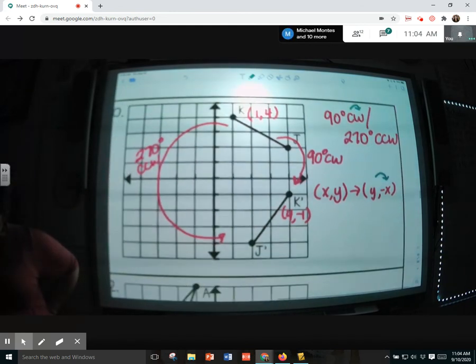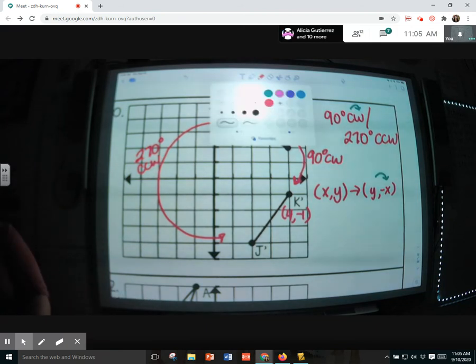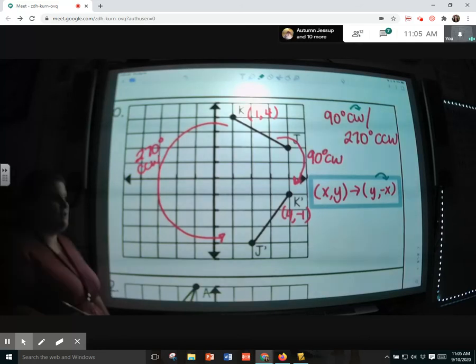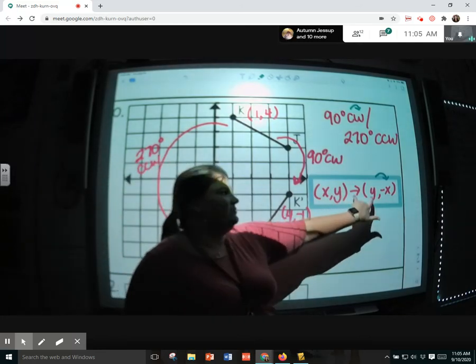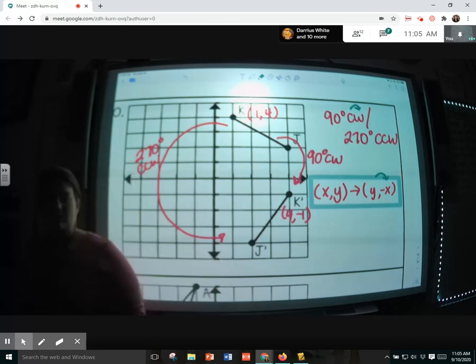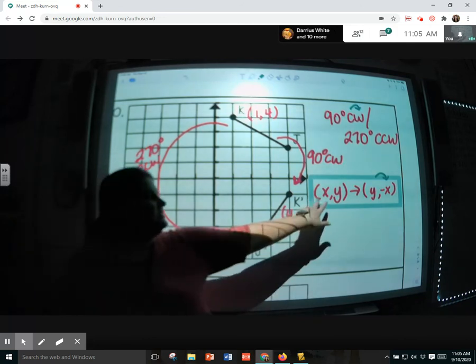And you do not have to write all that on this paper. If you just want to write the answer, this right here is your answer. So technically, if you're on a test or a quiz or a worksheet, that's all you'd have to put for that problem. You have to do the (x, y) goes to that. That's how you do the whole rule.